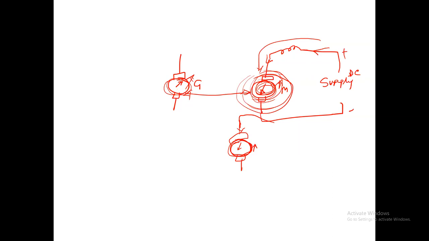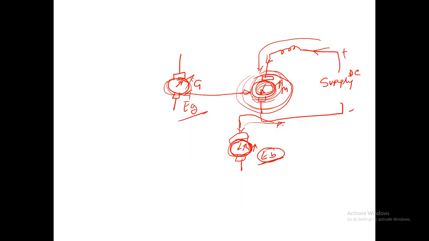And the current flows back in this part. This is called back EMF, called EB, the developed voltage. Clear? The motor's developed voltage is called back EMF, and the generator's developed voltage is called generated voltage. Okay, why the back?